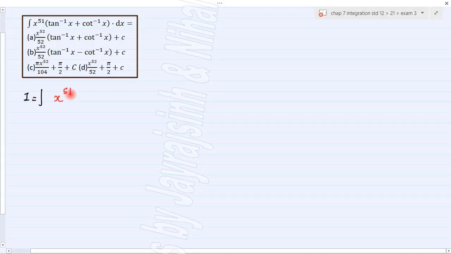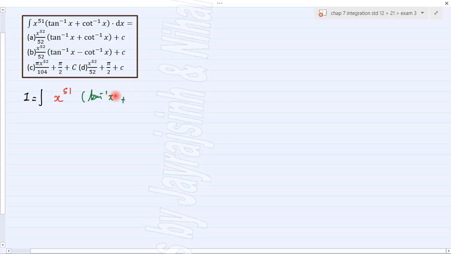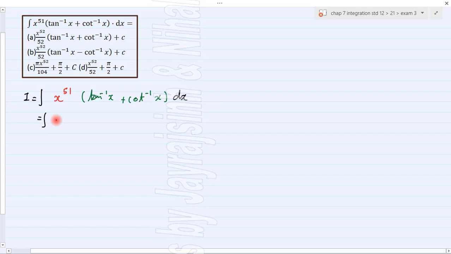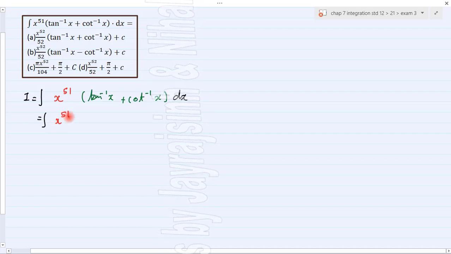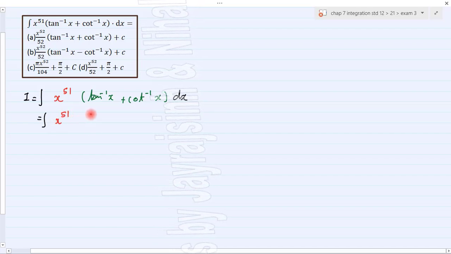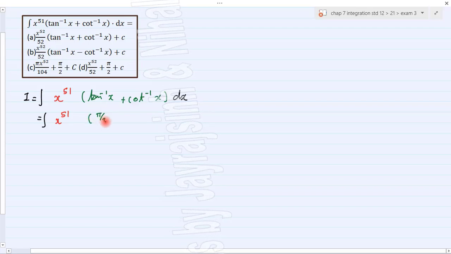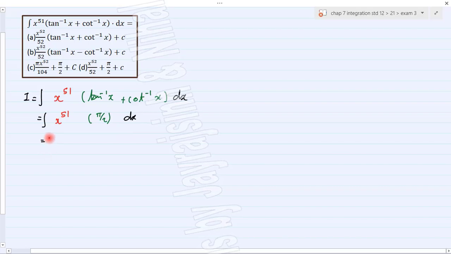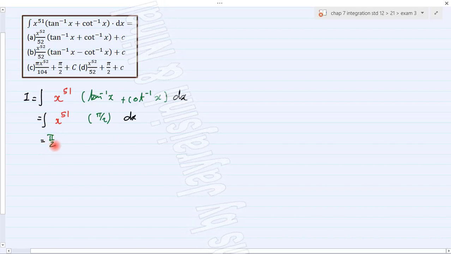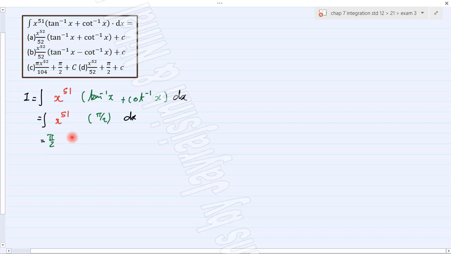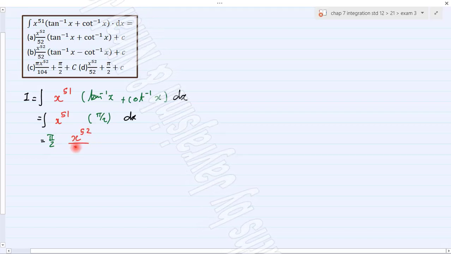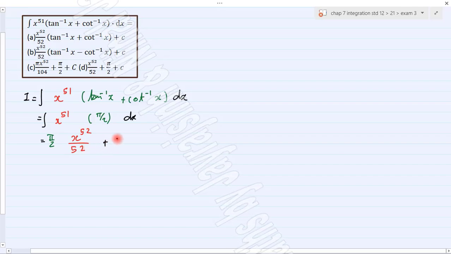Here we have to integrate x raised to 51 into (tan inverse x plus cot inverse x). But here, as we know, tan inverse x plus cot inverse x is simply pi by 2, which is purely a constant term. So in integration, we don't have to worry about this pi by 2. We just have to integrate x raised to 51, which will be x raised to 52 upon 52 plus c.